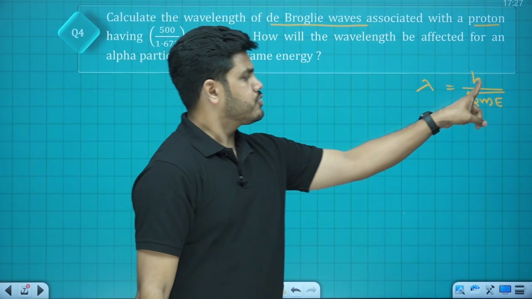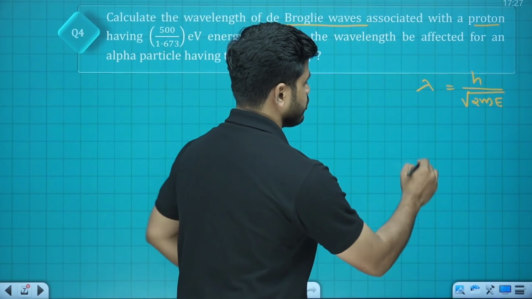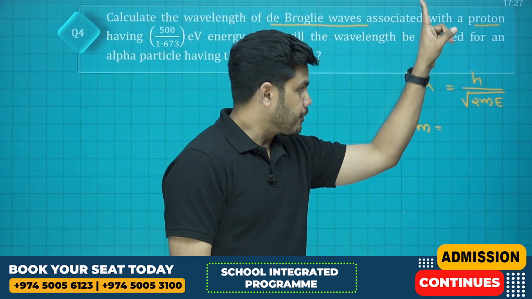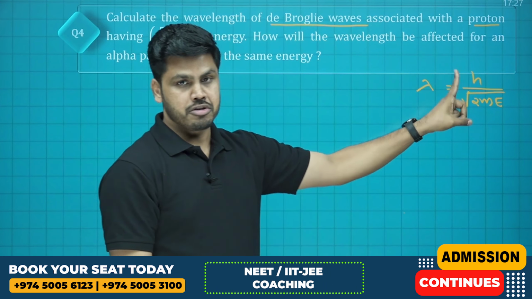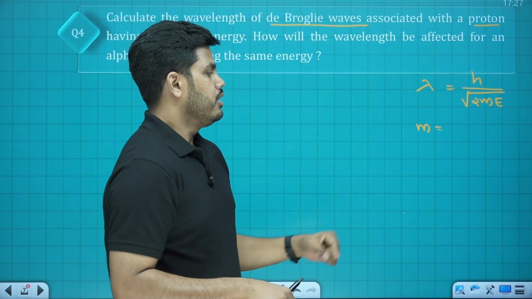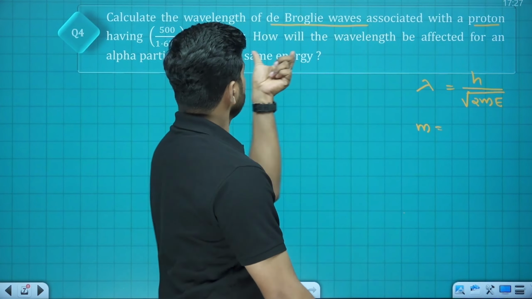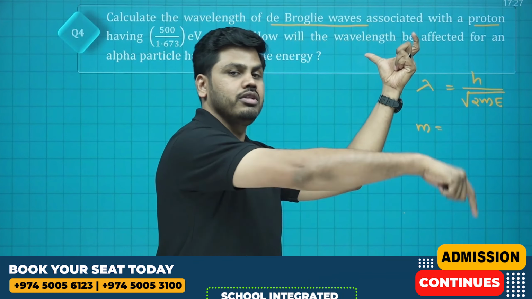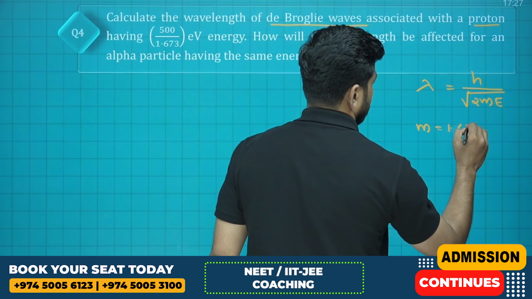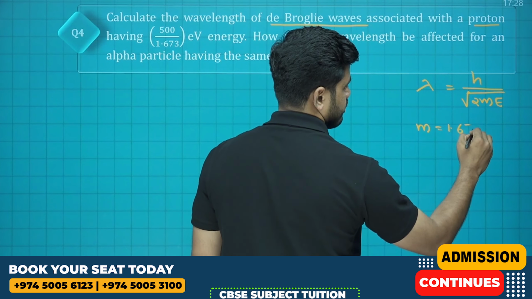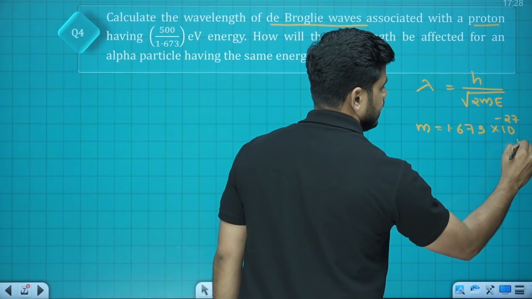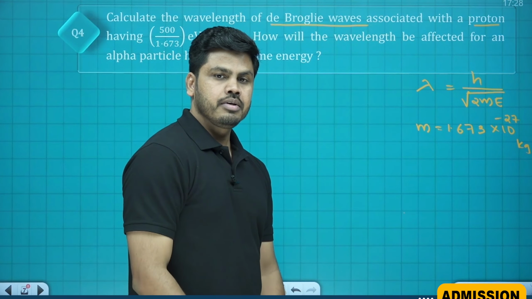In which h is the Planck's constant. What does m stand for? M is the mass of the particle given, mass of proton. Mass of proton will be given in the question paper. You can cross check. In the beginning, we will be given a list of constants, or most of the time it will be given along with the question if it is not there in the beginning. So mass of proton is 1.6728 or 1.673 into 10 raised to minus 27 kilogram. That is the mass of a proton.